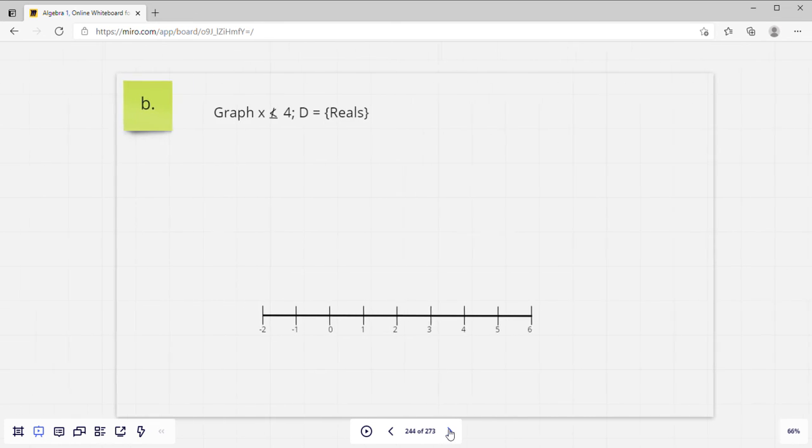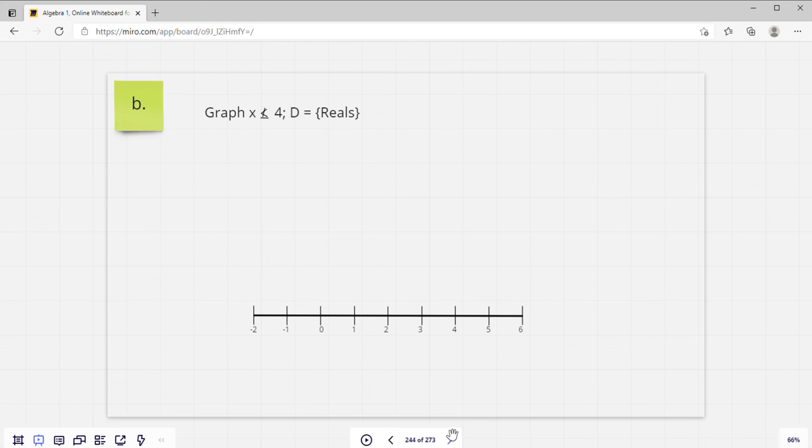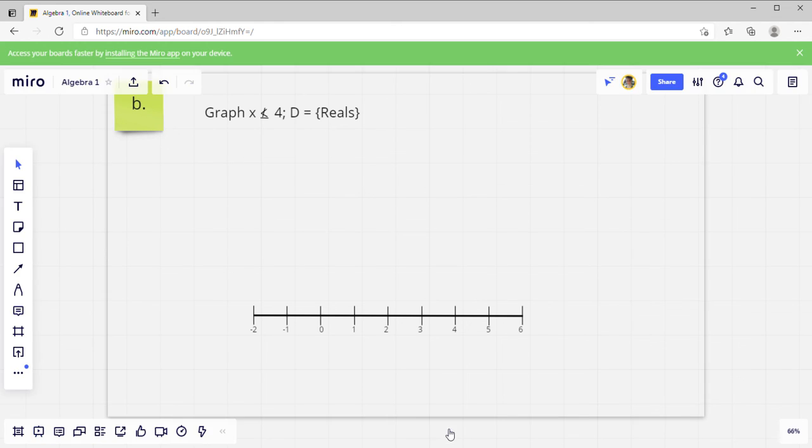Okay, next one. Graph X is not less than or equal to 4, and this is real numbers. All right, so on this one, X is less than or equal to 4, so it could be equal to 4. Oh, no. Not less than or equal to 4, so that means it's everything above 4, but it's not 4, so we're going to do an open circle and a line.